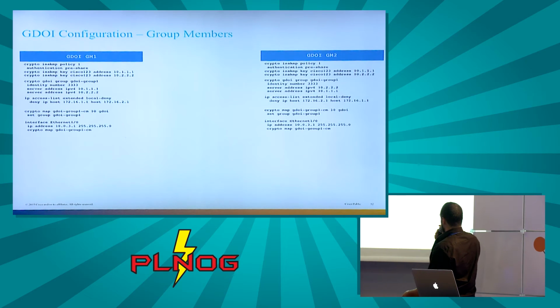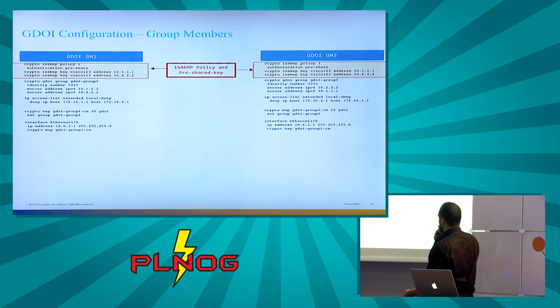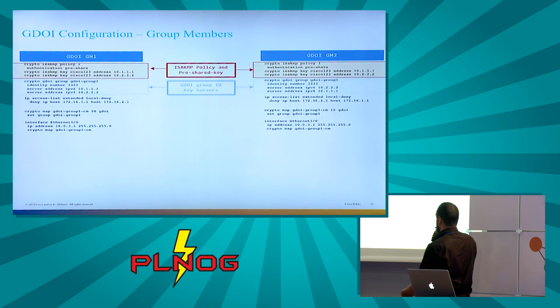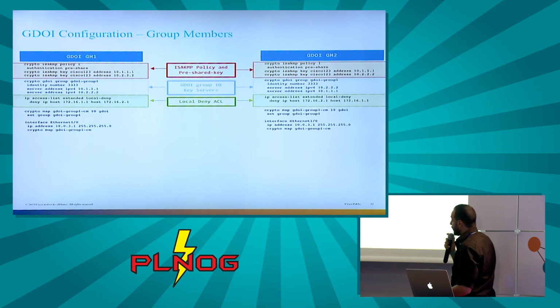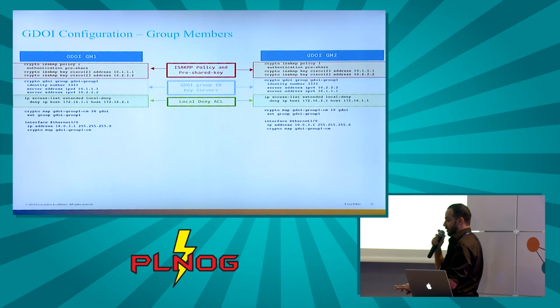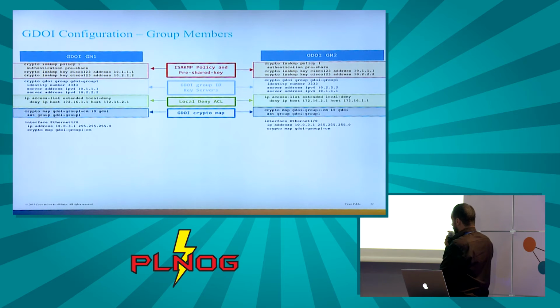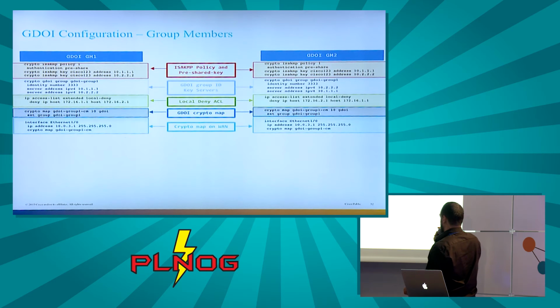Here is a configuration of a GDOI GM. So again, you have the ISAKMP policy for phase one. And then you just create a GDOI group and you specify the identity of the group you want to join. If you have some specific traffic you do not want to encrypt, you can use a local deny ACL. So if you really have few IPs that you do not want to encrypt, you can use that. Then you just need to create a crypto map and apply the group under it, and you will apply the crypto map under the interface.